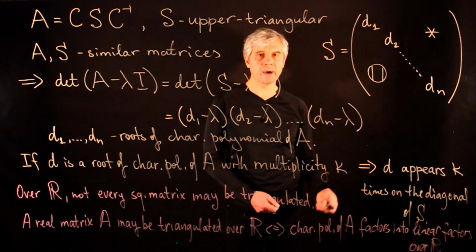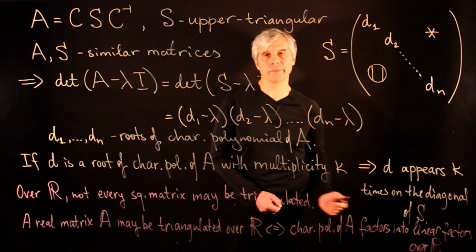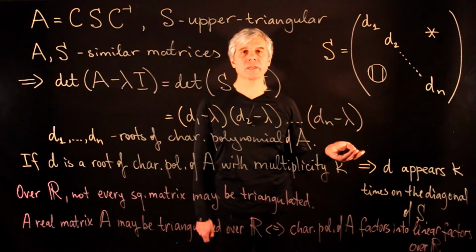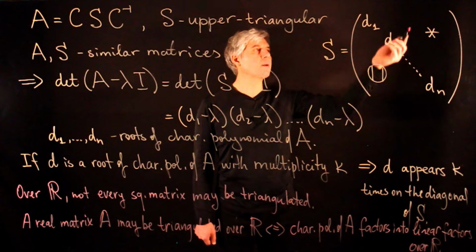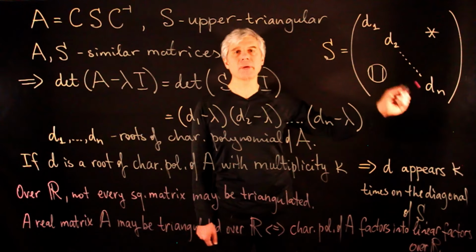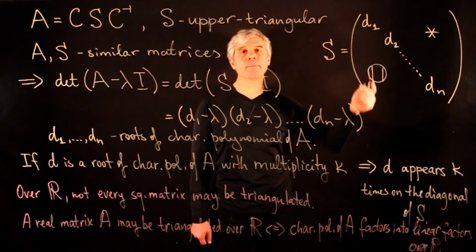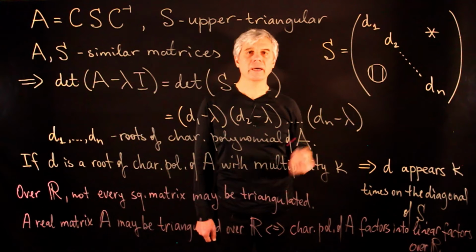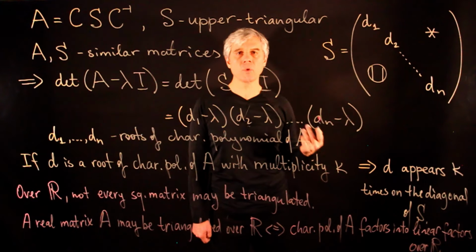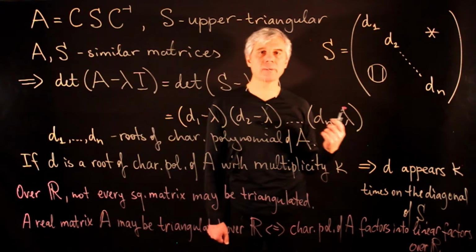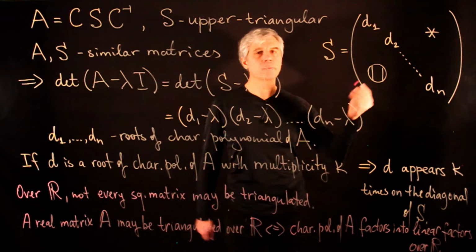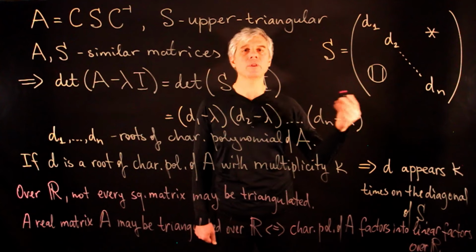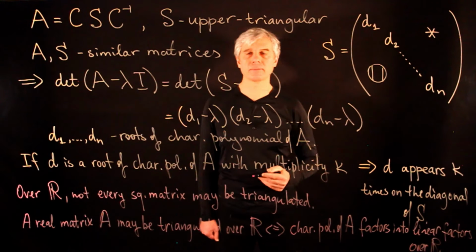We need to have enough roots of the characteristic polynomial. Of course, if the matrix is diagonalizable, there is no point of bringing it to an upper triangular form. A diagonal matrix is a special case of an upper triangular matrix. However, we saw that even over complex numbers, not every square matrix may be diagonalizable. And triangulation is the approach that we can take for non-diagonalizable matrices.